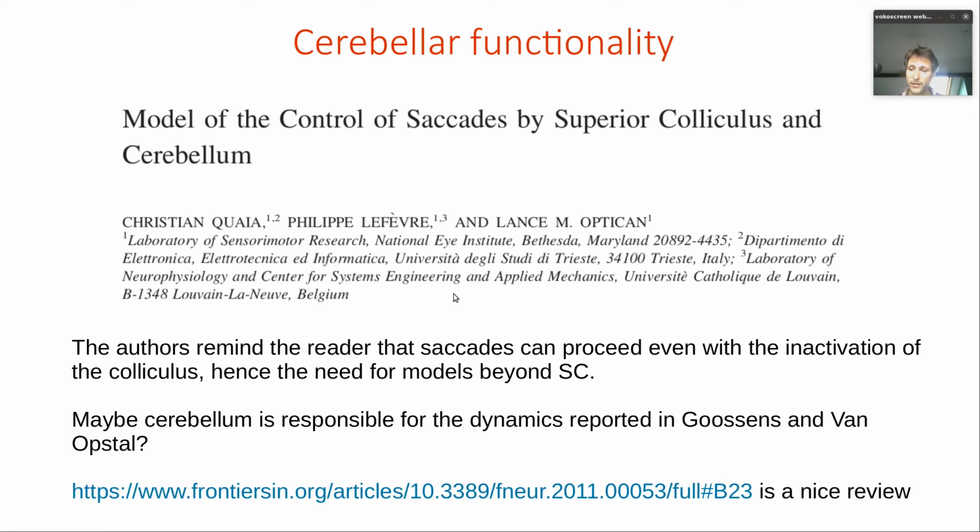Look that up and have a look. It's interesting. And maybe it's the cerebellum responsible for the dynamics that we looked at in the Goossens and Van Opstal paper. Consider that.